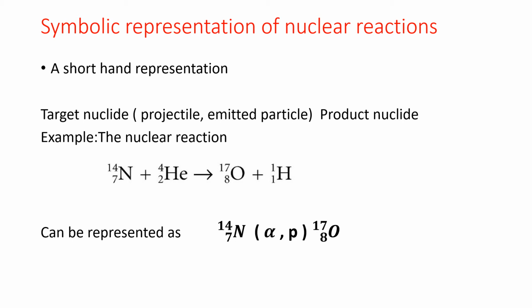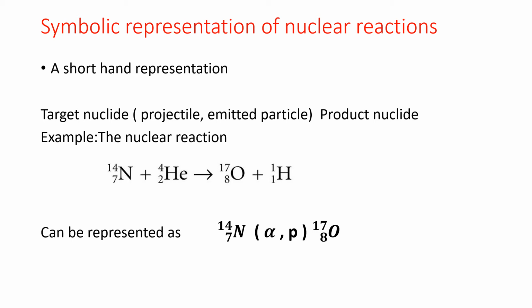So what you do is you first mention the target nucleus, open a parenthesis or a bracket. In that, first put the projectile and then put the emitted particle and then mention the product nuclide. Such reactions are called alpha-p reactions. So when you hear something of this sort, when you are surfing the internet, it means that alpha particle is the projectile and a proton is being emitted.